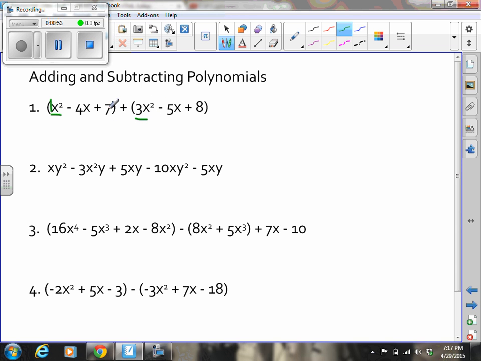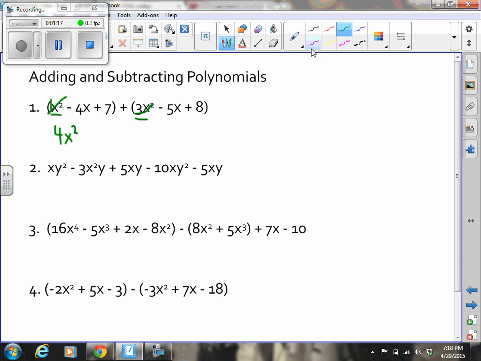Once I identify them, I've underlined them both in green, I'll say 1x squared plus 3x squared will give me 4x squared. If I'm adding or subtracting, I look hard for those like term endings, so they're definitely going to stay the same in my answer. And then those terms are taken care of. I have combined them, I've added them.